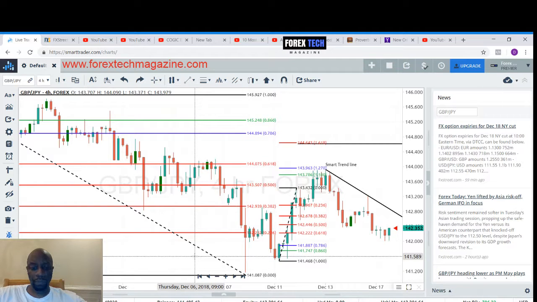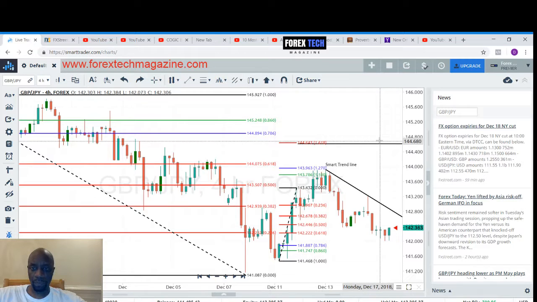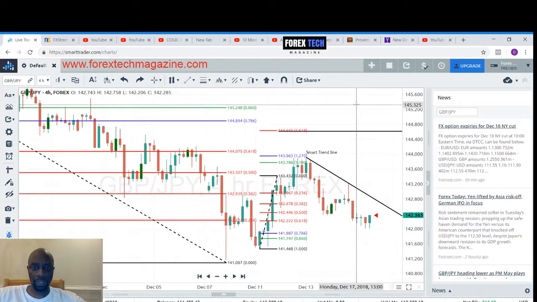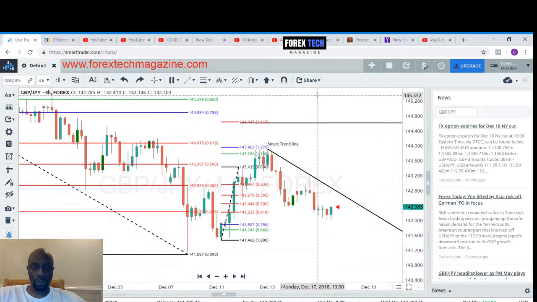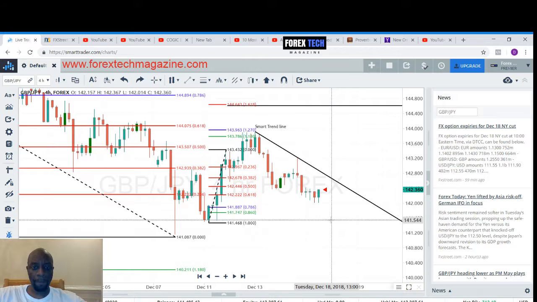All right, so where did we leave off? Yesterday we were looking at a couple of different pairs. We looked at the Great Britain Pound and Japanese Yen, and the Great Britain Pound and the Canadian dollar, and we were talking about placing trades. So let's talk about what went right and what went wrong.